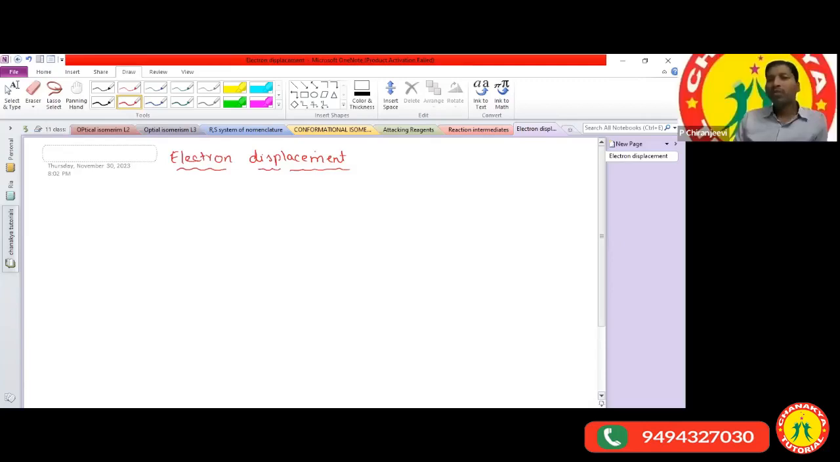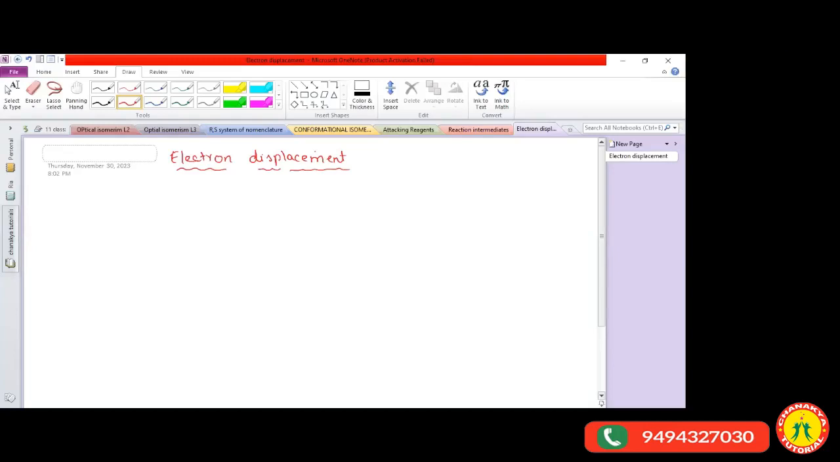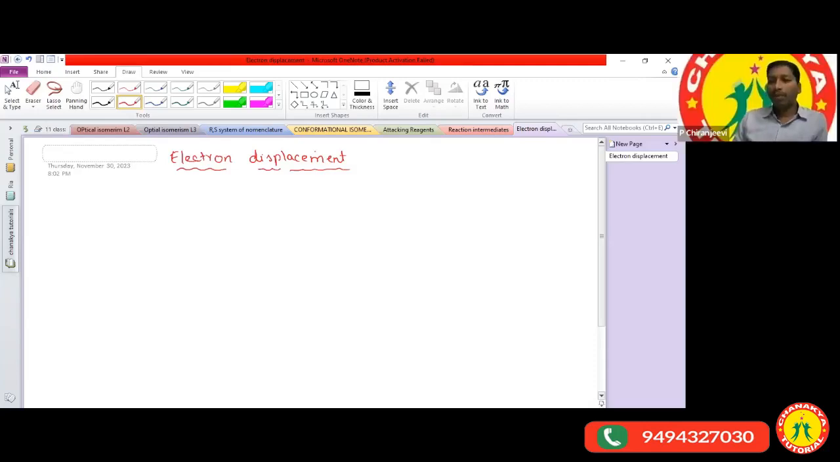The ones which help in the formation of pi bonds, double bond or triple bond. Okay, very good, Samhita. The electrons which are involved in the formation of the pi bond are called pi electrons. The electrons which are involved in the formation of the sigma bond are called sigma electrons.